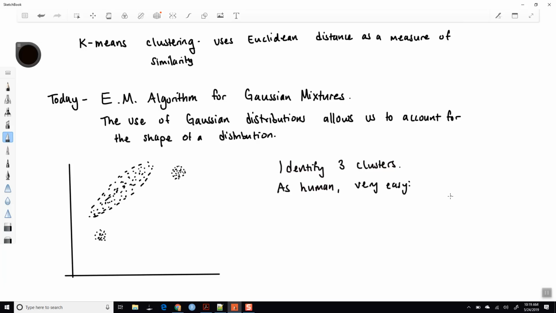We would just say, there's a cluster up there, there's a cluster over there, and there's a cluster down there, okay? This would be cluster 1, 2, and 3, or something like that, right? If we had to do something like this. Okay, but if we did k-means clustering, we would run into some issues.